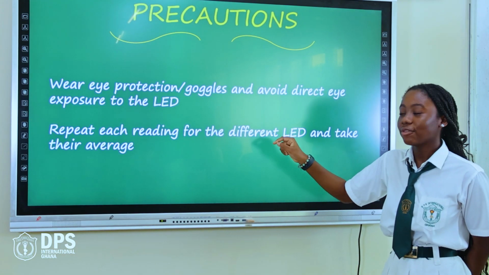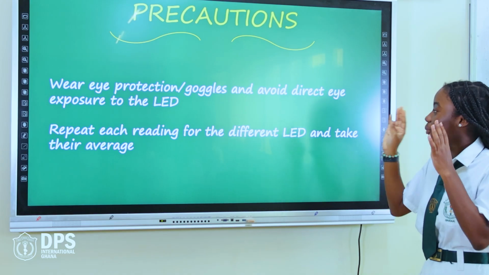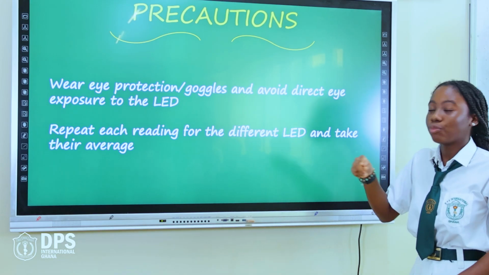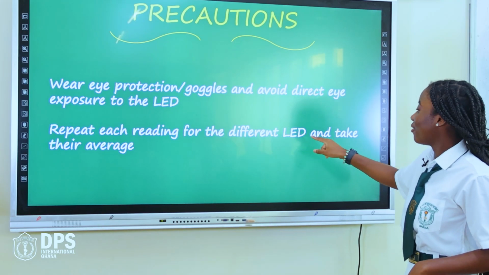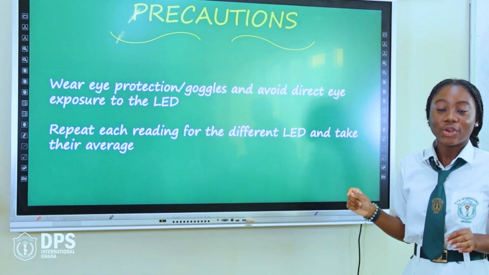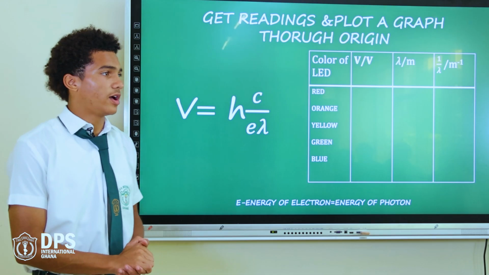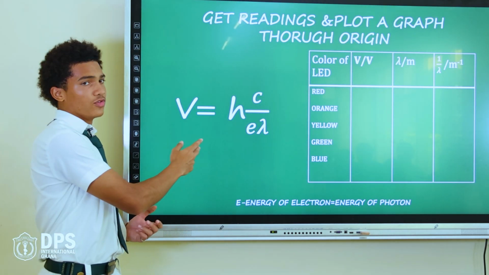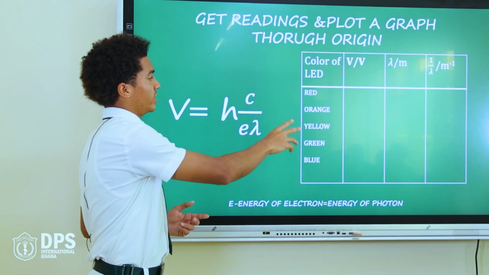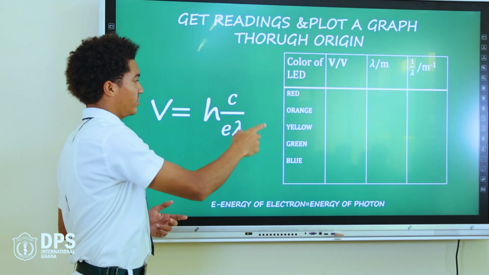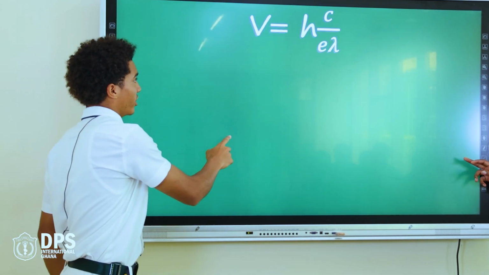Then the precautions: you have to wear eye protection such as goggles so that you can prevent your eyes from being directly exposed to the LED. Then you have to repeat each reading for each different LED and take their average value so that you can get an accurate result. After the experiment, you can derive this formula, and then you draw a table this way, and you add the values inside for each LED color, and then you draw a graph.